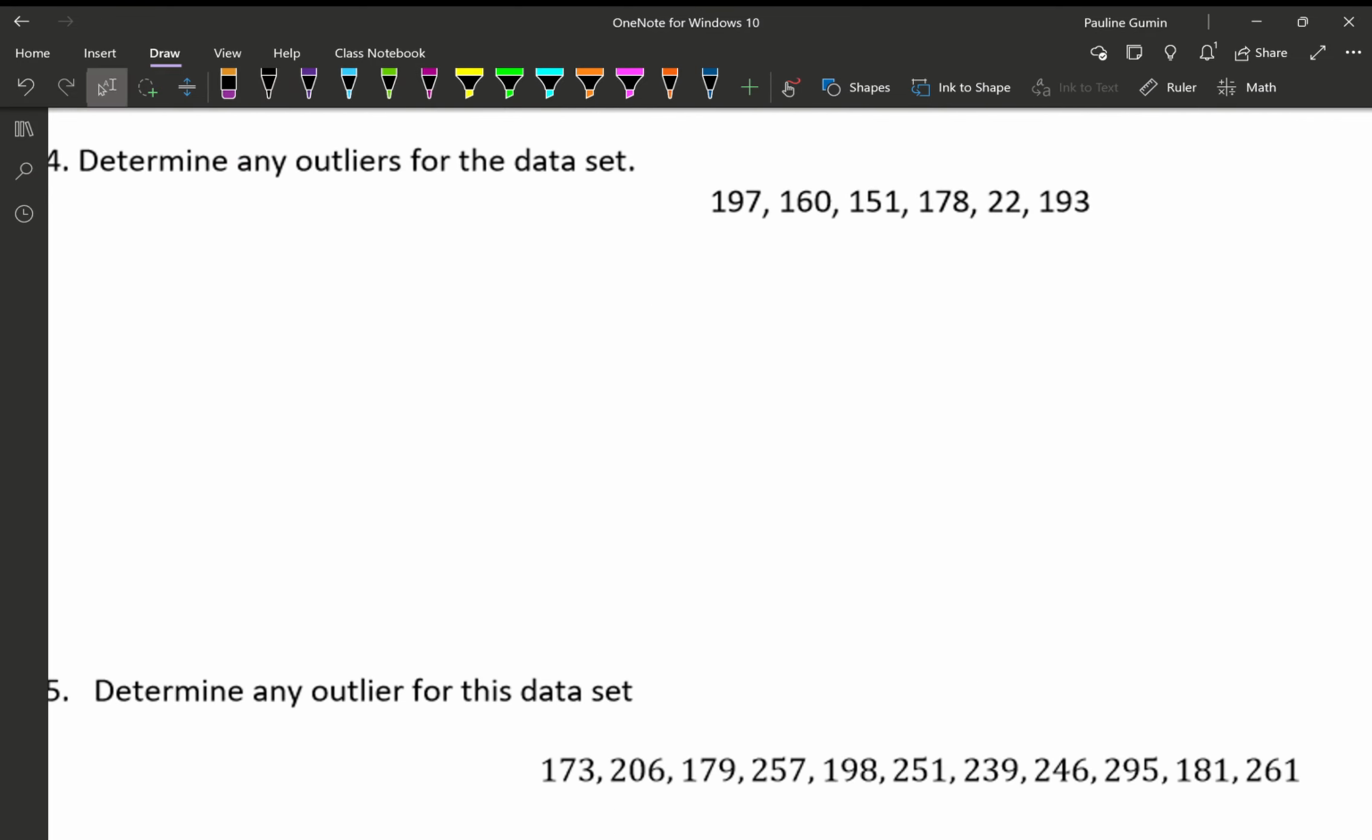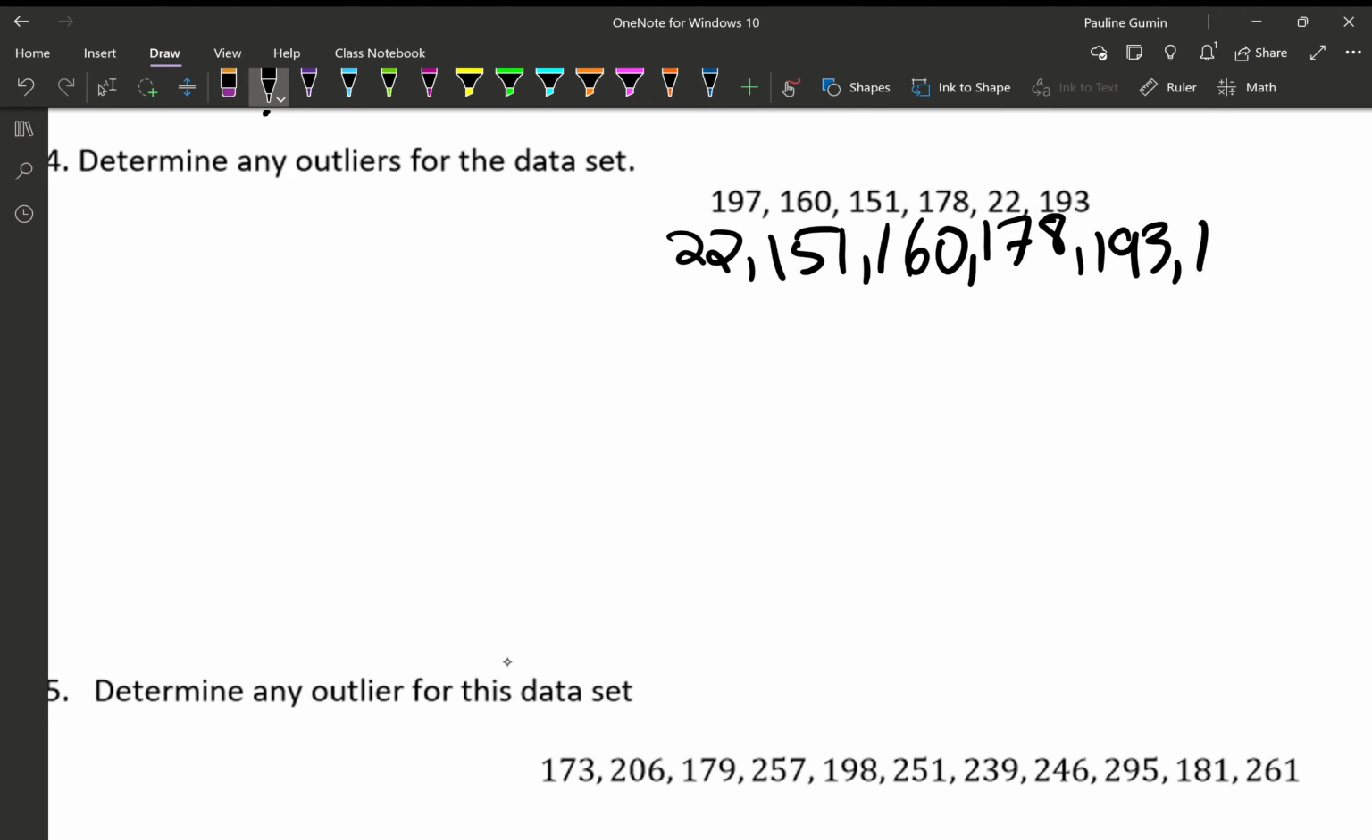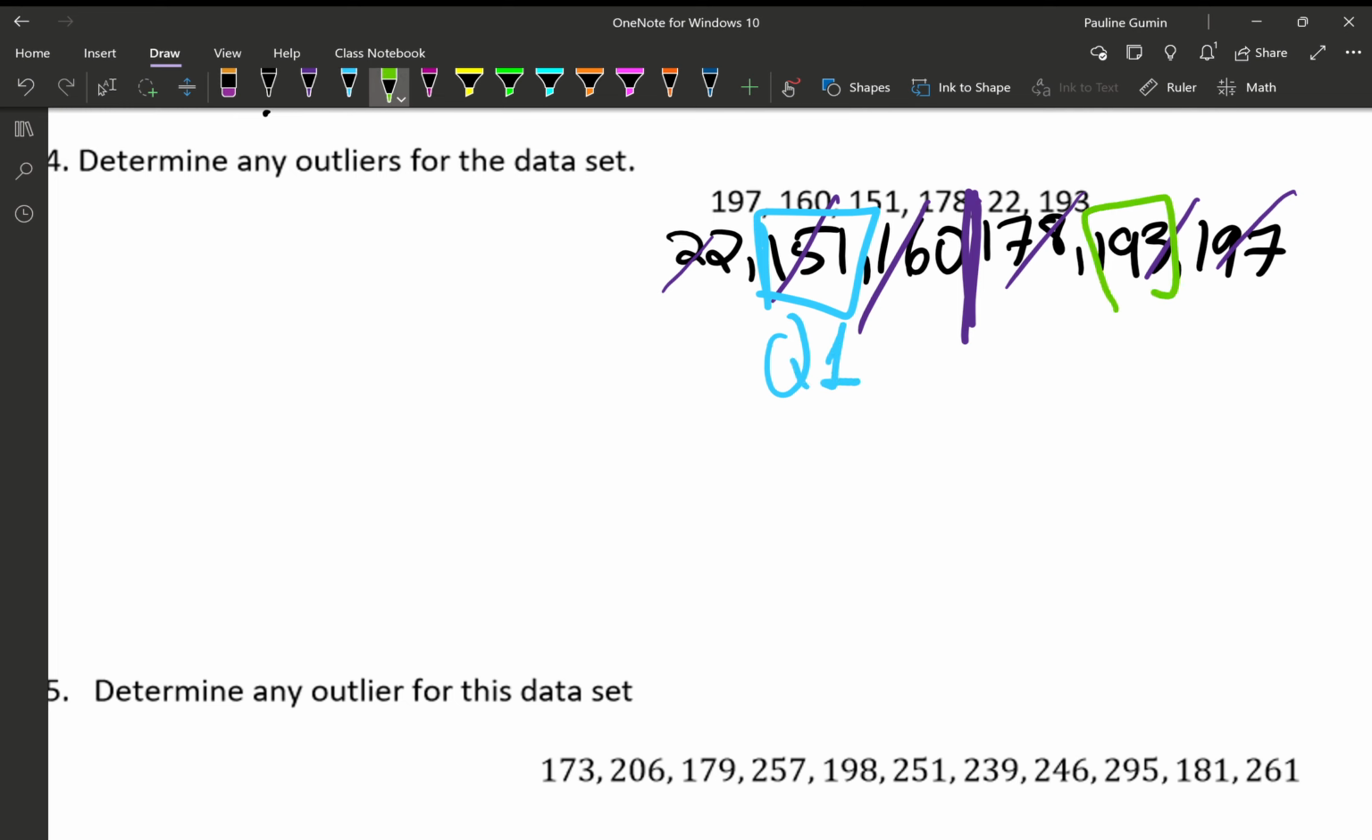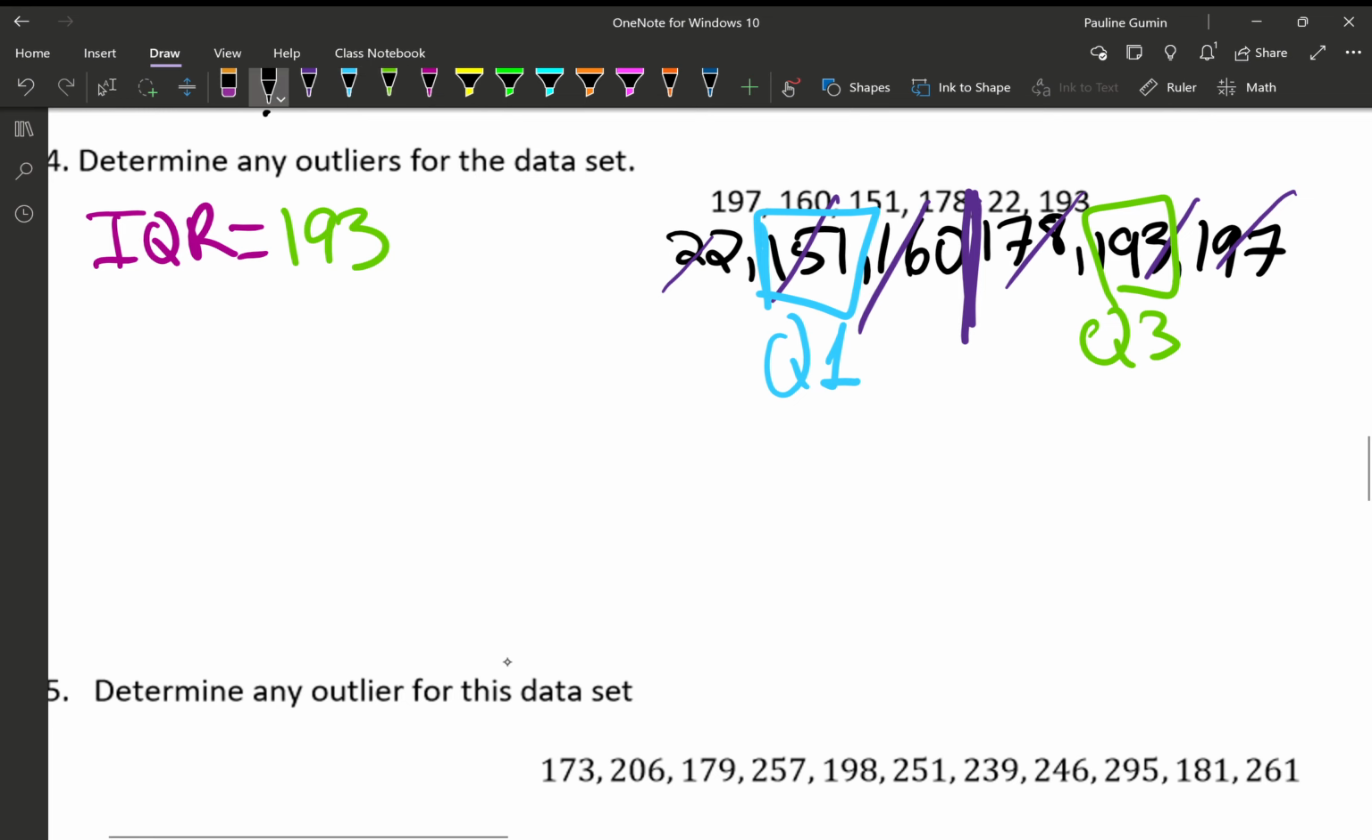All right. Number 4, we need to reorganize this data. I'm going to organize it smallest to largest. I think in this data set, it is also a little obvious. Okay. Let's find the median, because that's what we need. Oh, it's right here. Okay, we don't actually need to find the median, because we just need to find where the median was. Okay, let's find Q1. Oh, you may have heard the bell in the background. I don't know if the computer picked that up. And Q3, which means our IQR is 193 minus 151. So our IQR is going to be 42.